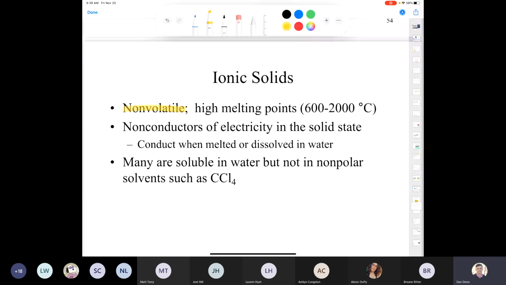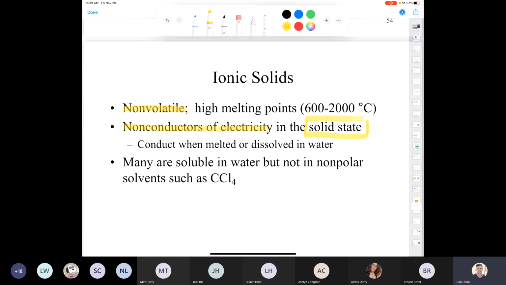Now, ionic compounds are actually non-conductors of electricity in the solid state. If you have solid sodium chloride, for example a salt crystal, it's not going to conduct electricity. Why? Because in order for something to conduct electricity, we need to have moving charges, right? We have to have electrons that can move.